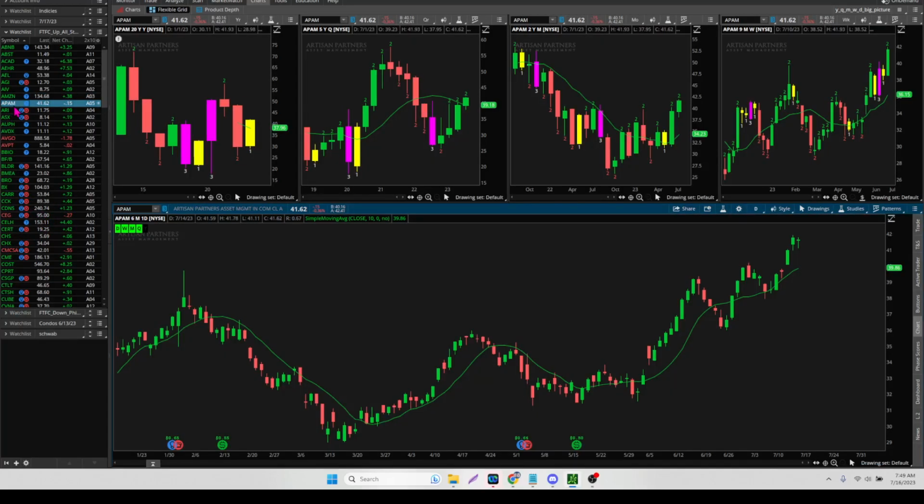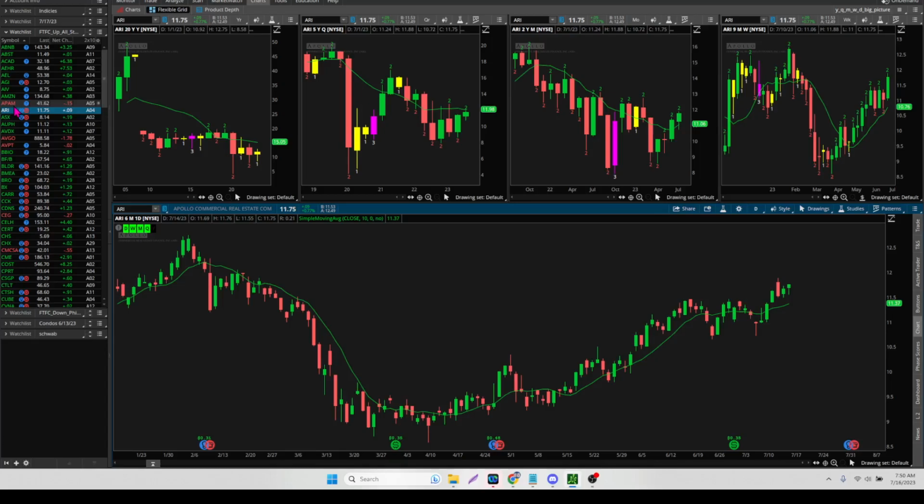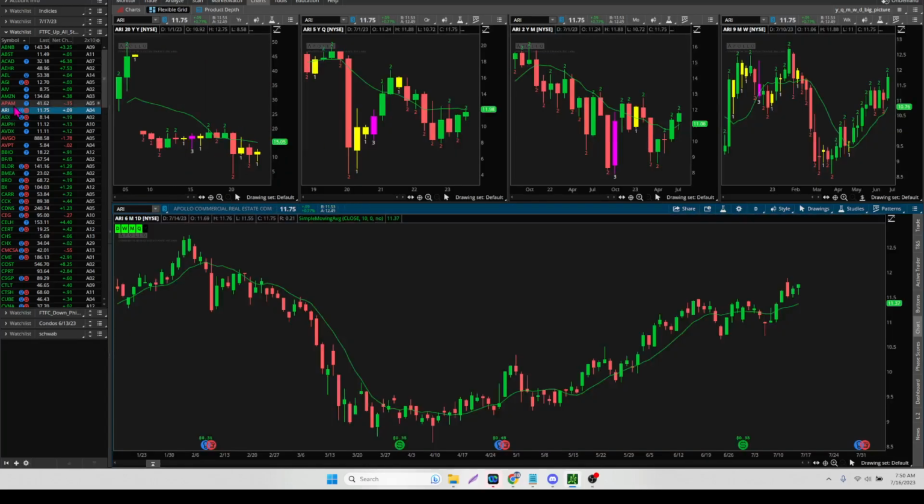APAM, beautiful reversals. You can see all the pivots in here, the reversals. And that's what I want people to start to see. I want you to start to see the 2-2 reversals, whether it be to the upside or to the downside. And that's what I'm looking for. You could almost say that Apollo Commercial right here, we triggered a 2-2 reversal right here. This one, the trigger on this was 11.73.